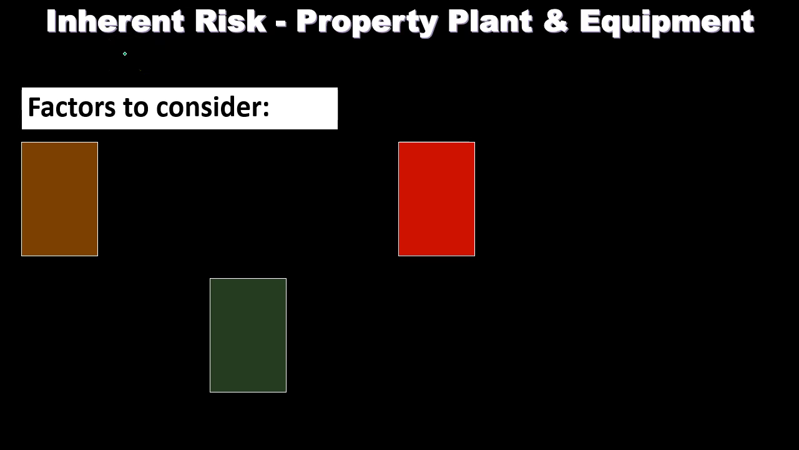Factors to consider with regard to inherent risk for property, plant, and equipment. Remember our process here. We want to consider inherent risk, control risk, and then set detection risk related to substantive testing. Inherent risks, you can think of those risk factors as if you took away the internal control. How inherently risky are these items?